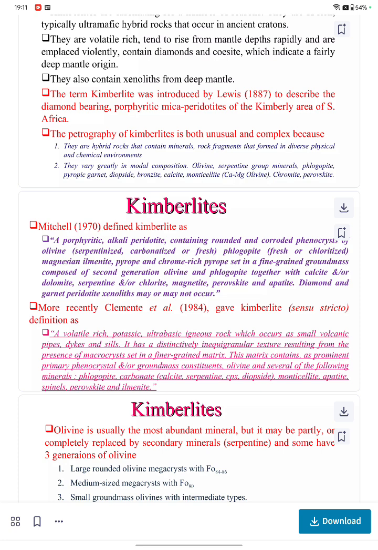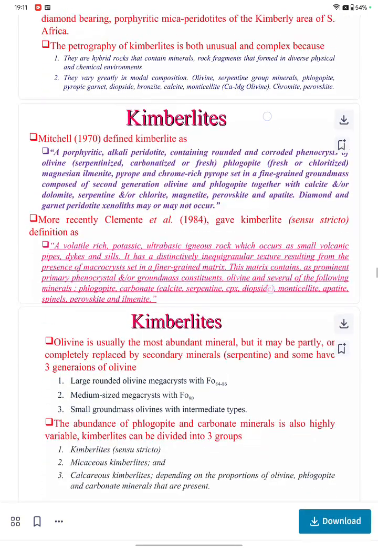So they vary greatly in modal composition: olivine, serpentine group of minerals, phlogopite, etc. If I say it contains olivine, it is the most abundant mineral in it, but it may be partly or completely replaced by the secondary mineral, that is serpentine. And there's abundance of phlogopite. Carbonate mineral is so highly variable. Kimberlite is divided into further groups, that is kimberlite sensu stricto, micaceous kimberlite, and that I'll cover later.